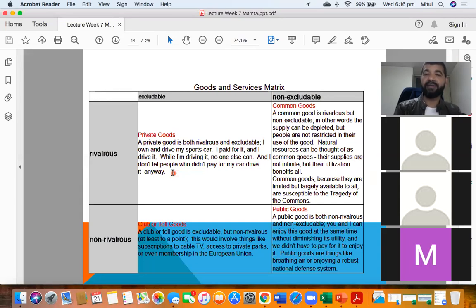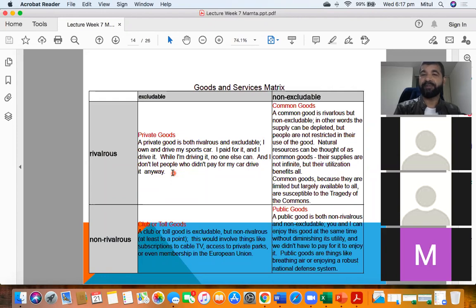Public goods. A public good is both non-rivalrous, okay? There is no rivalry. There is no excludability as well. There is no rivalry and there is no excludability. Both. That's public goods. Common goods. Common goods are rivalrous, but non-excludable.